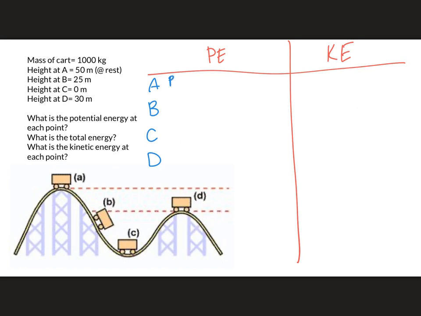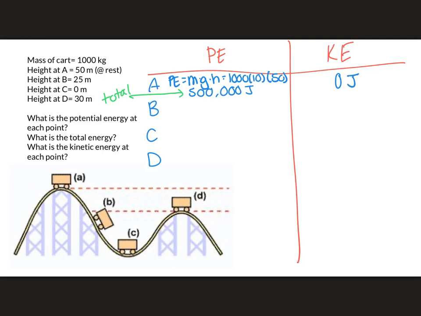So for A, for my potential energy, I have mass times gravity times height. My mass for all of this is 1,000 times 10 for gravity times 50 for my height. So I'm going to get my potential energy to be 500,000 joules, okay? And what's cool is, guess what? This is at the top at rest. This is also my total energy the whole time. Now, if it's at the top and it's at rest, that means my kinetic energy is 0, okay? So that at rest at the beginning is key to us.